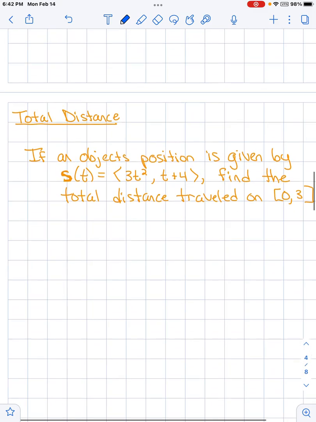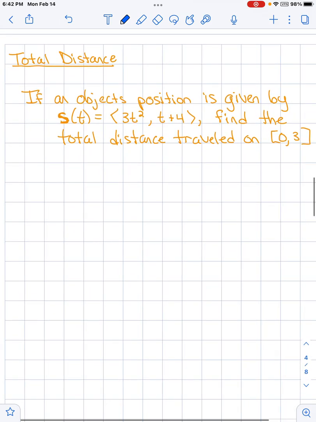Let's look at another: total distance. We're going to stick with that same vector that we used up above, and we're going to say that the object's position is given by that vector. We're going to use that vector to find the total distance this object traveled on the interval from 0 to 3. And when we talk about the interval from 0 to 3, we're talking about time. So from time t equals 0 to time t equals 3.